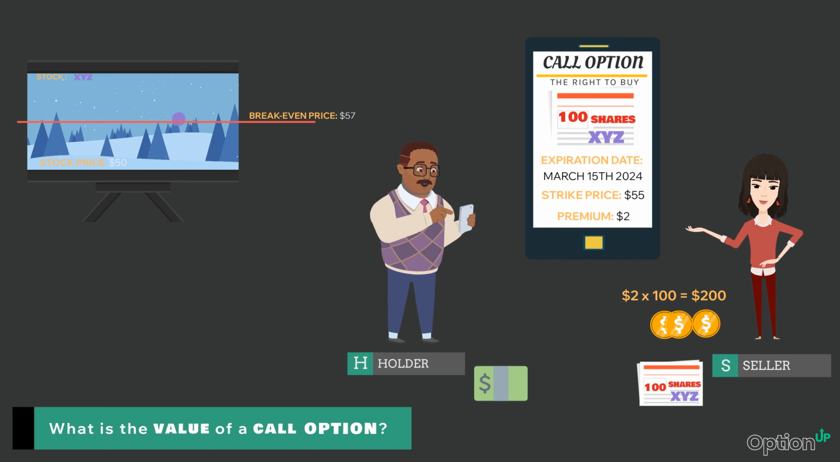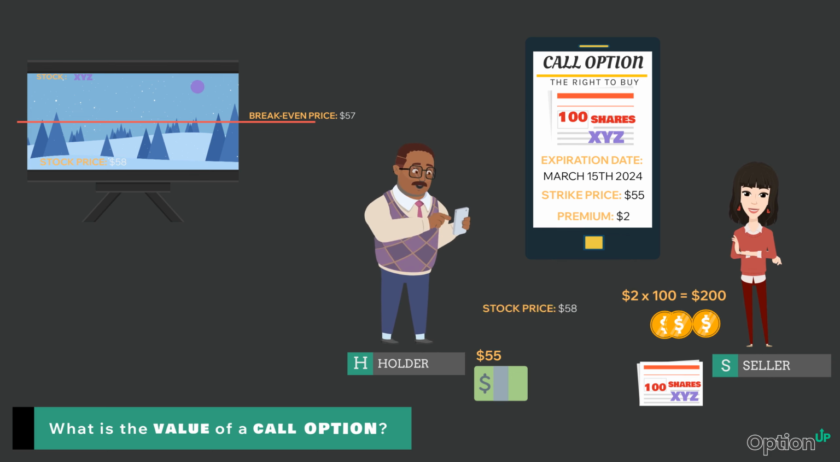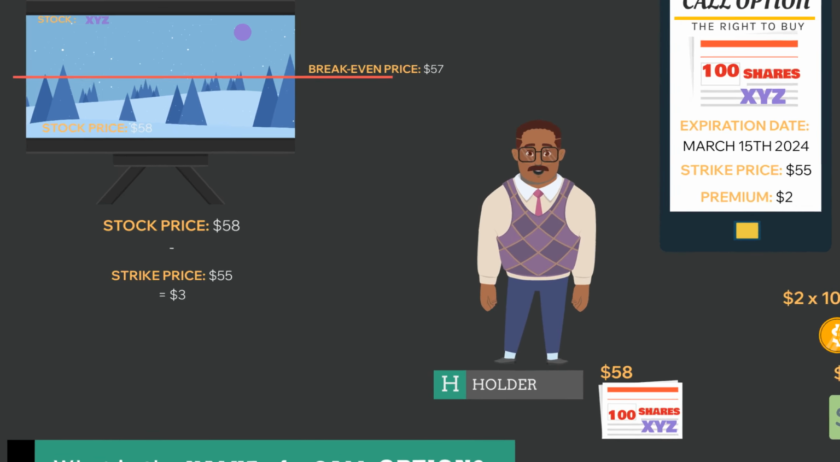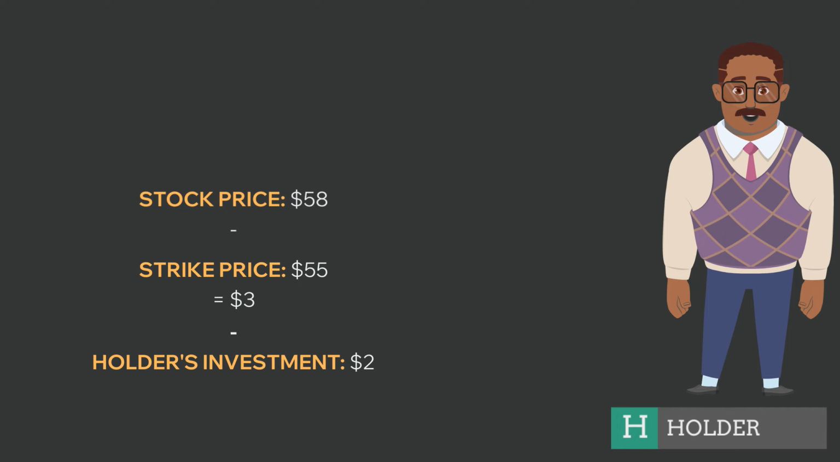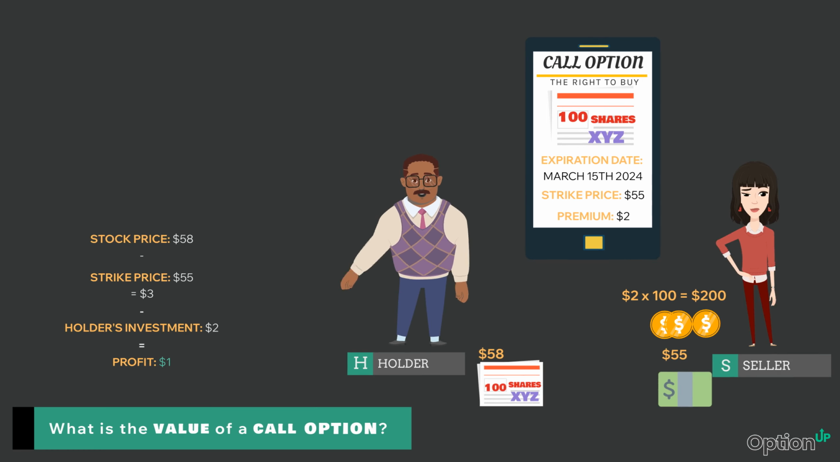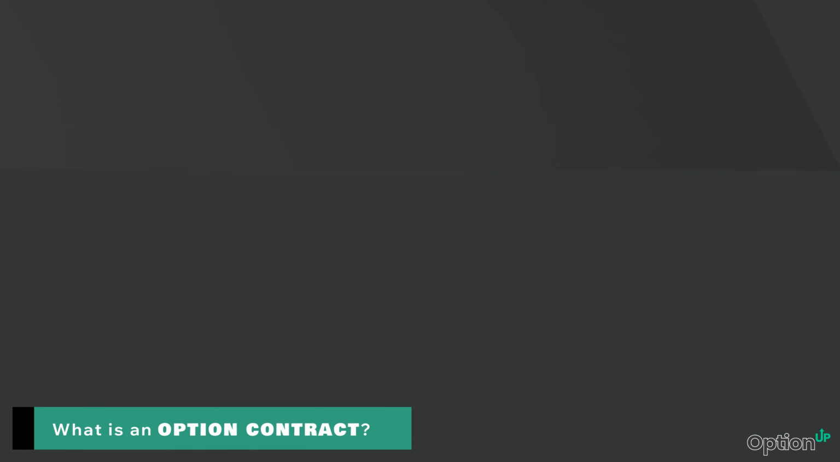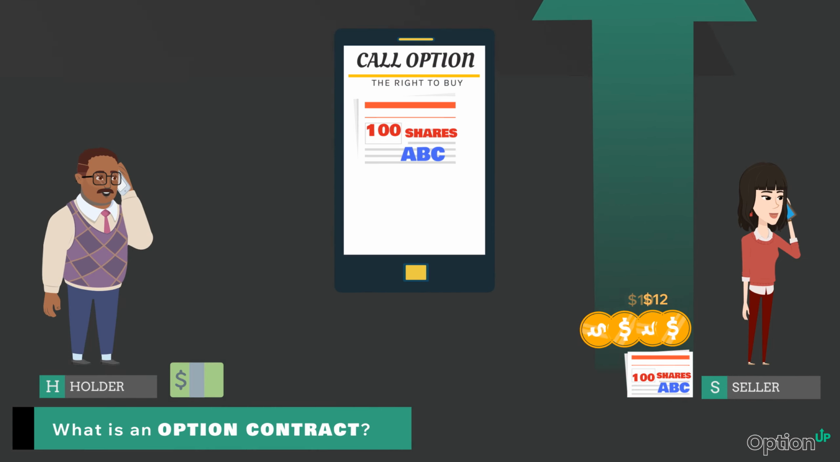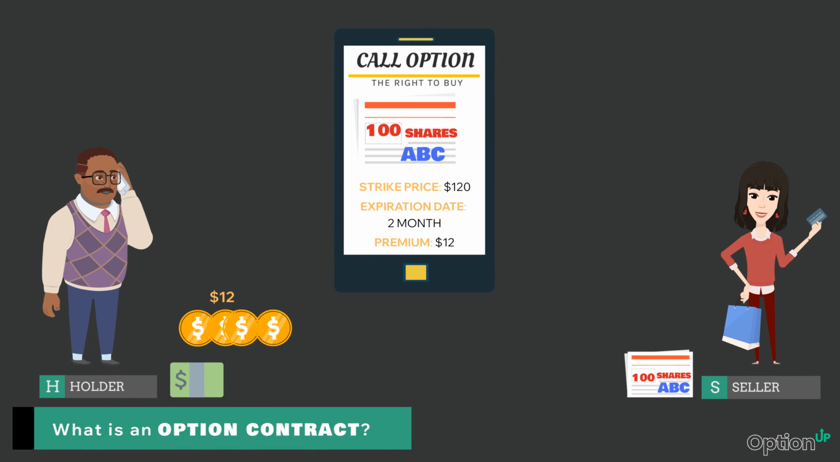If the current price of the stock reaches $58, the holder buys the shares for $55. The $3 difference covers the premium the holder invested and results in $1 of profit per share. In practice, most people don't exercise the options but buy and sell the option contracts. So let's look at how we price a call option.